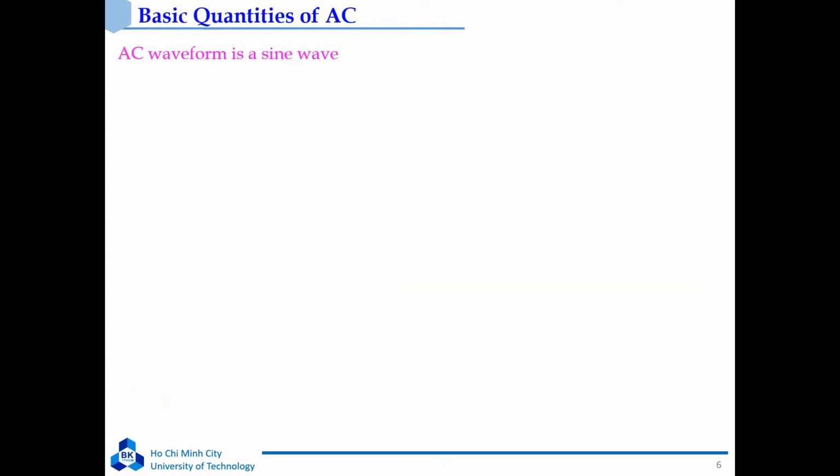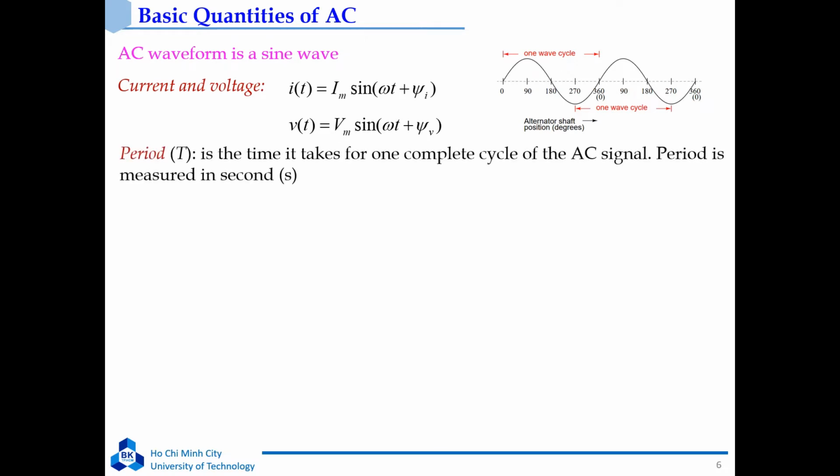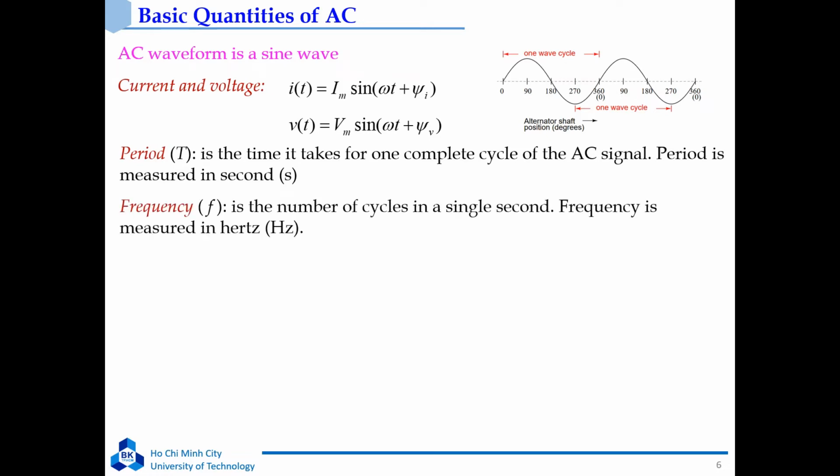Now we will discuss the basic quantities of AC. Remember, the AC waveform is the sine wave, and this is the formula of the current and voltage of AC. Because the AC waveform is a sine wave, it has a period, frequency, phase, and amplitude. First, the period. The period is the time it takes for one complete cycle of an AC signal. Period is measured in seconds. And the frequency is the number of cycles in a single second. Frequency is measured in hertz.